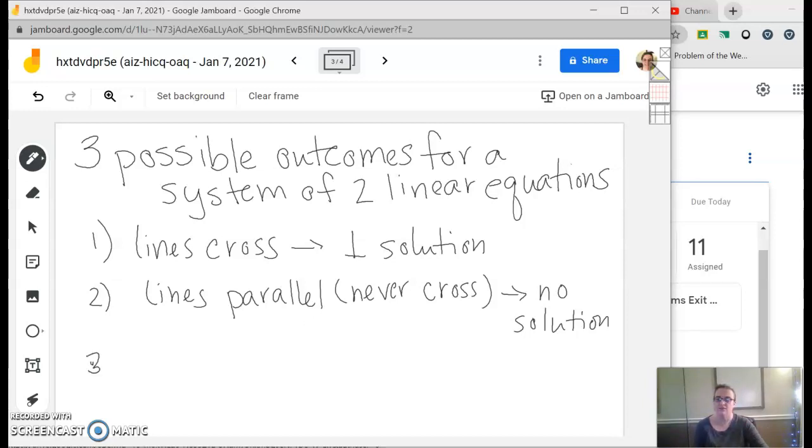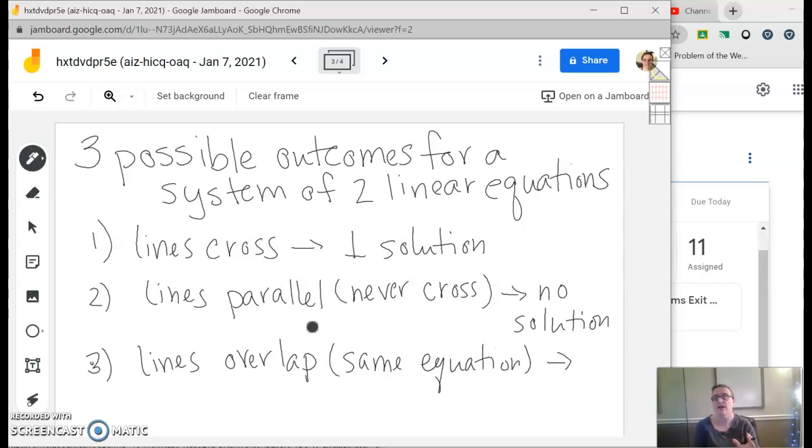And then the third possibility is the place where the lines overlap. In that case, you probably discovered that it turns out they're the same equation written a different way. If they're the same equation written a different way, so that they run completely on top of each other, then any point on the line is going to be true for both lines, so there actually are infinite solutions. So those are the 3 possible outcomes that we can have for a system of 2 linear equations.